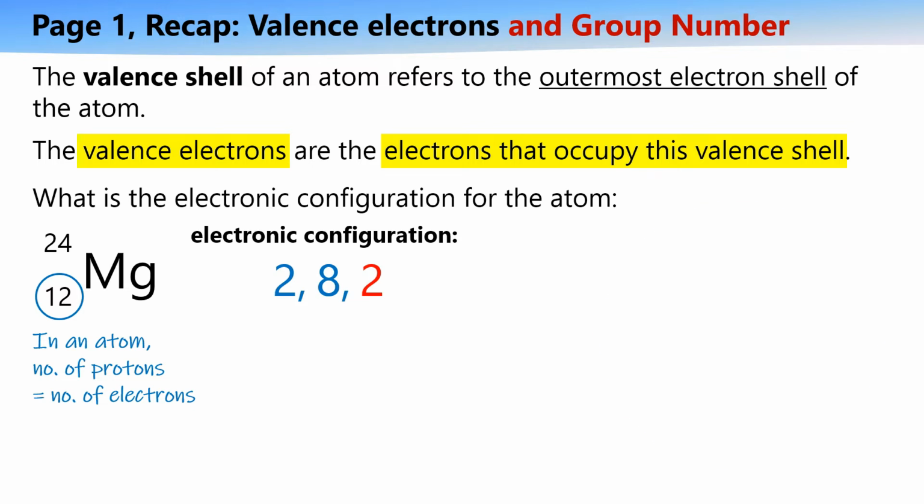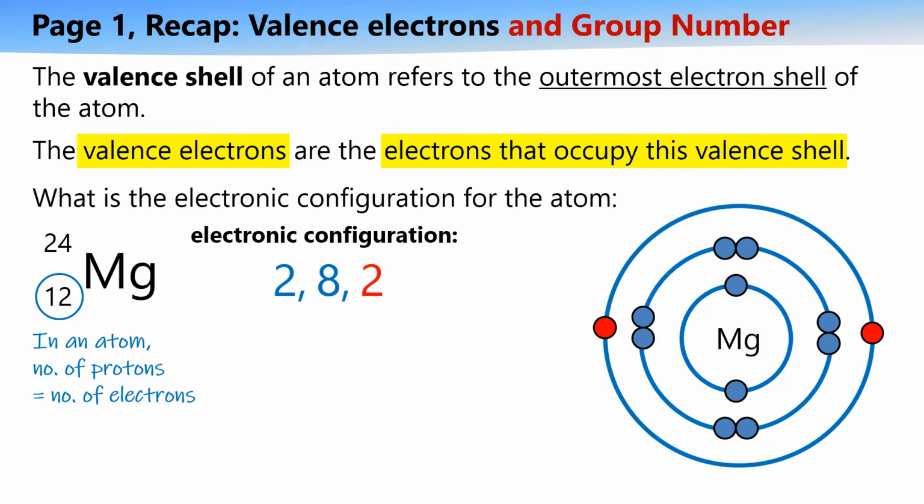And if you draw it out, this is what it will look like. Magnesium nucleus surrounded by the first shell with 2 electrons, followed by the second shell with 8, and the last shell with 2. So how many valence electrons does magnesium have? Looking at the outermost shell, magnesium has 2 valence electrons. Please write that down.